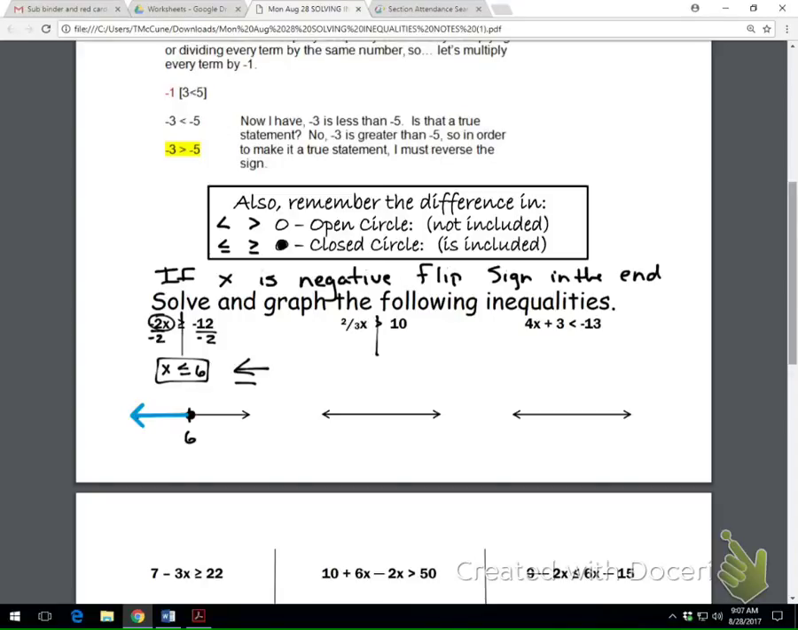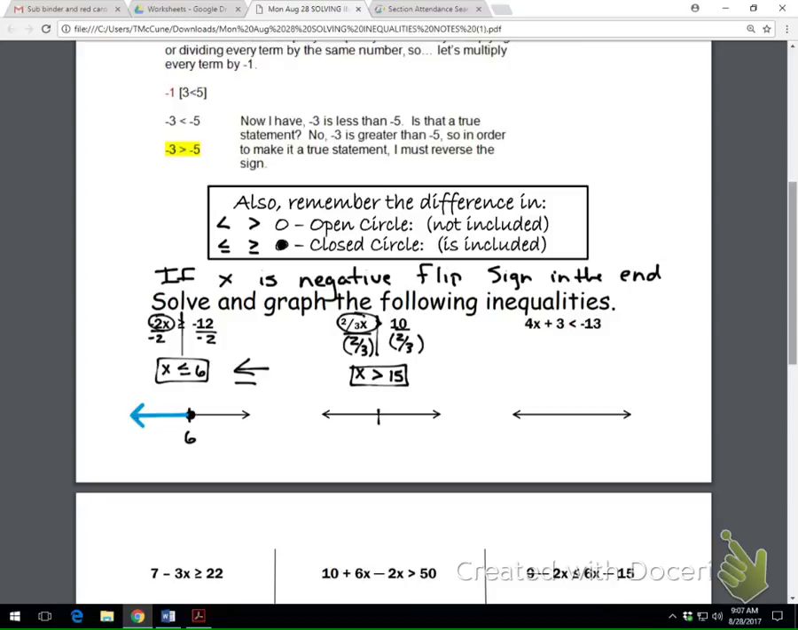Okay, so let's look at the next one. I draw my line through the sign. Now, what am I going to do here? Divide by 2/3. Now make sure you put it in parentheses. And so you get x. I'm not going to worry about the sign just yet. And then what's 10 divided by 2/3? 15. Now, was my x negative? No. So do I flip my sign? No. I just leave it alone.